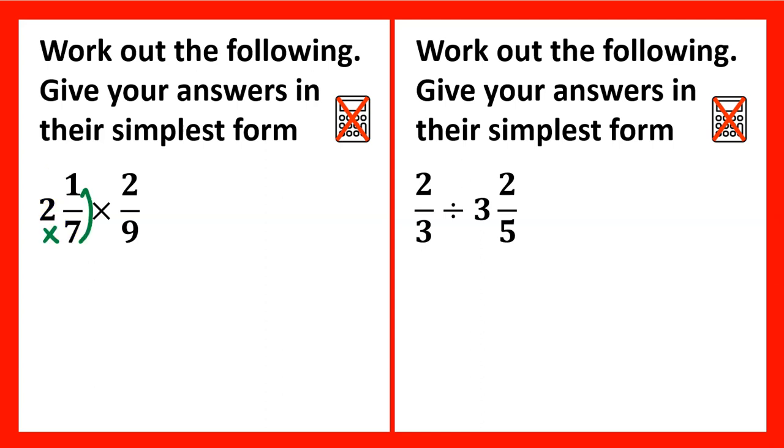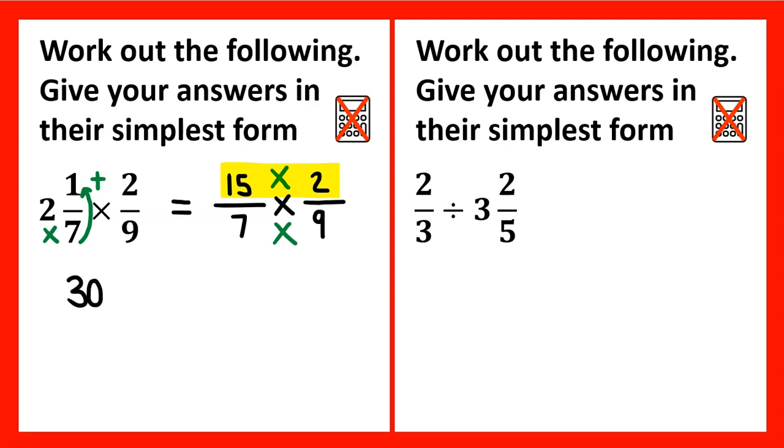2 multiplied by 7 and add 1 gives me 15 over a denominator of 7, and this is being multiplied by 2 over 9. Once in this form, you can multiply two or more fractions by multiplying the numerators and the denominators separately, starting off with the numerators and writing these as a single fraction. 15 multiplied by 2 is 30, and multiplying the denominators 7 times 9 is 63.